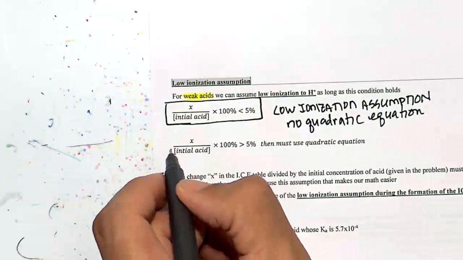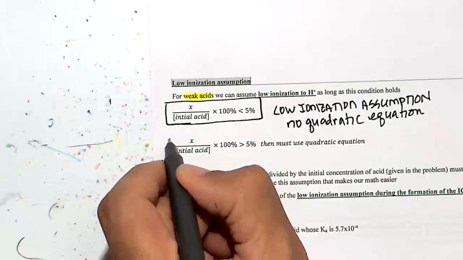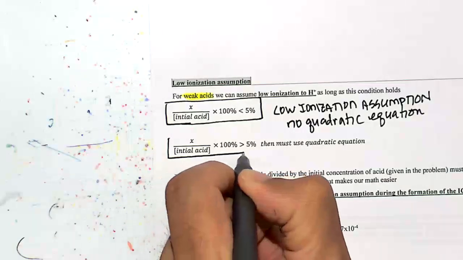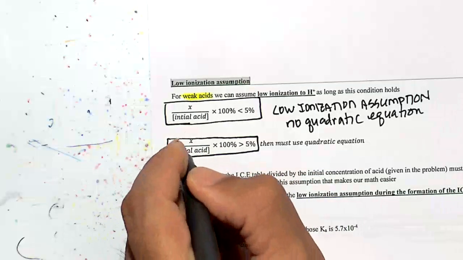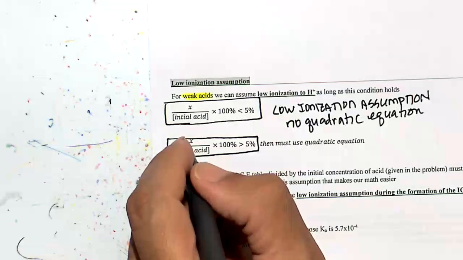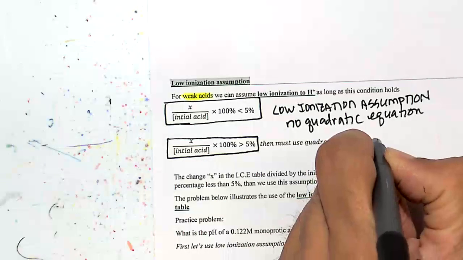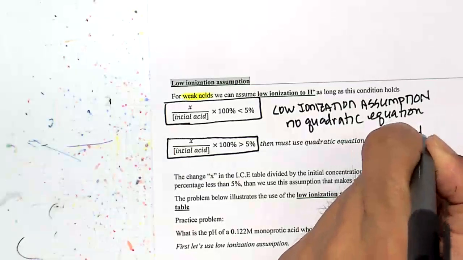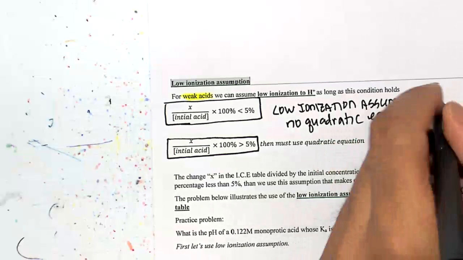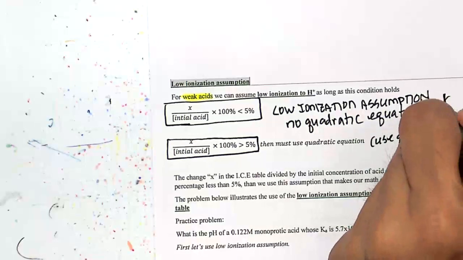If you take the X from your ice table divided by the concentration given in the problem, multiply by 100 to get a percent, and you find that it is greater than 5% ionization, that means the reaction is moving forward greater than 5%. Then you have to use the quadratic. Once again, we will not use the quadratic, so we're only going to deal with situations as in the above.